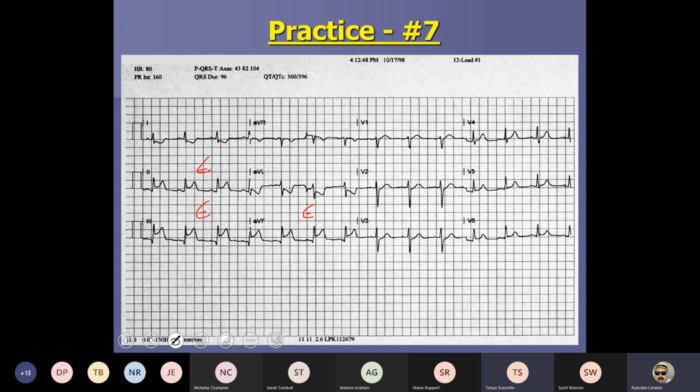Where do we see depression at? I've got 1, AVL. Okay. So can I call that a STEMI? Yeah, I would agree. No issues there for me.